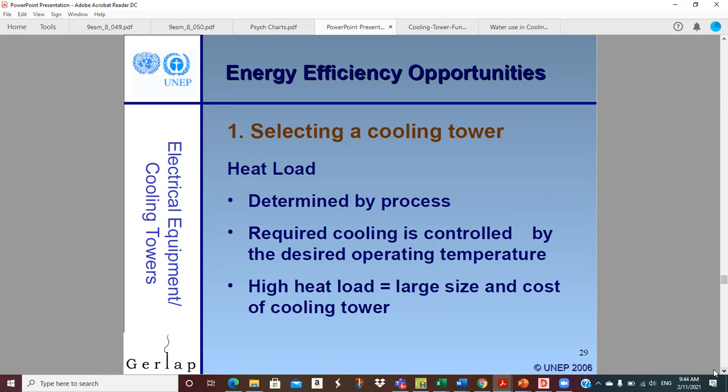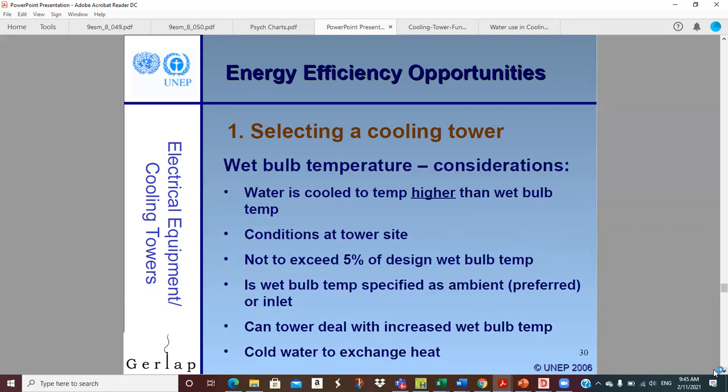Okay, again, more on heat load determined by the process. We've already said that. Required cooling is controlled by the desired operating temperature or temperatures. Again, the equipment is going to tell us what we have to have. So higher heat load, bigger size, more expensive. Makes sense.